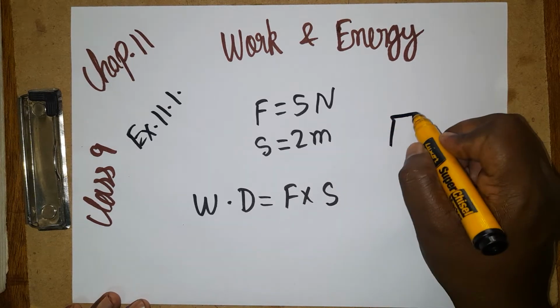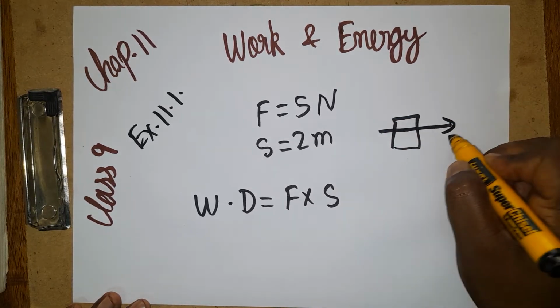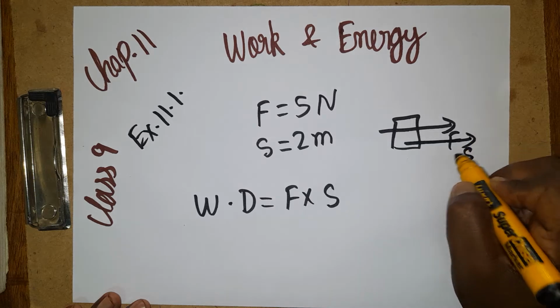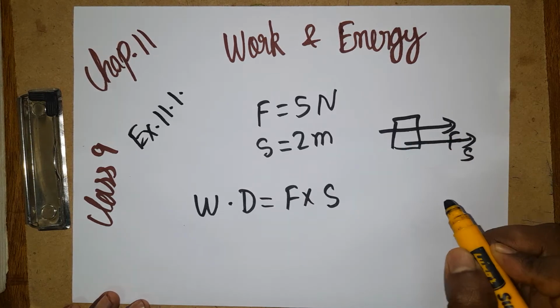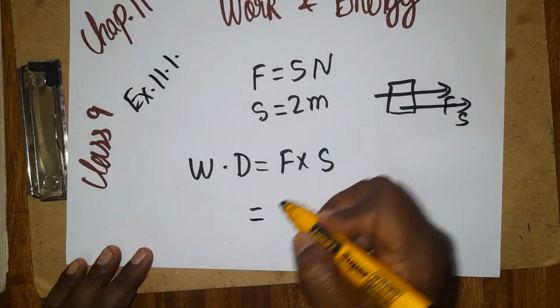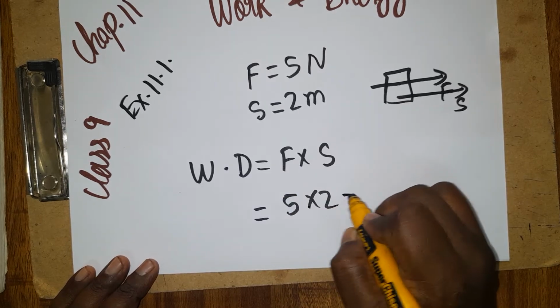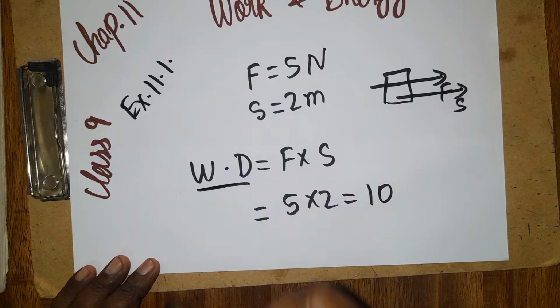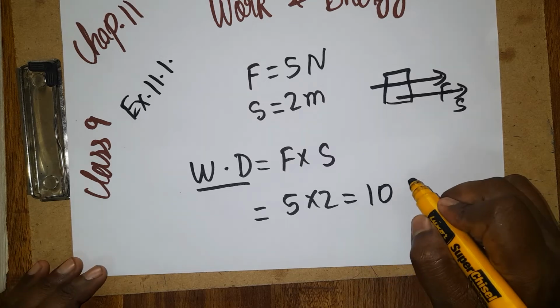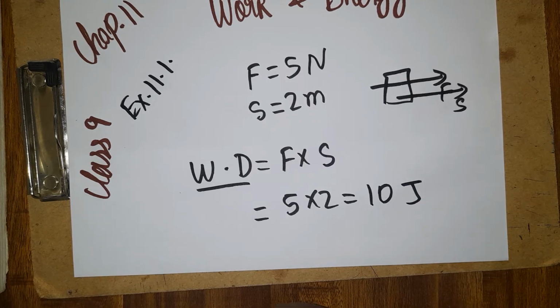Force is in this direction. Displacement is also in this direction. Both are in the same direction, so it is positive. Positive work done. So 5 into 2 is 10. Work done is energy only, so the unit is joules. This is the first problem.